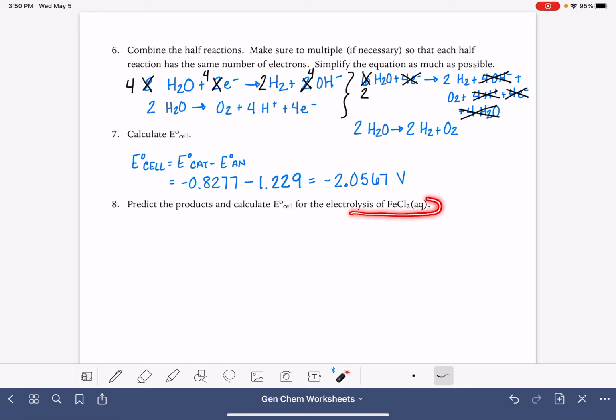There's one more problem on this worksheet. We're going to do the same process, but with FeCl2. I'm going to actually do that as a separate video so that this video doesn't get too long.